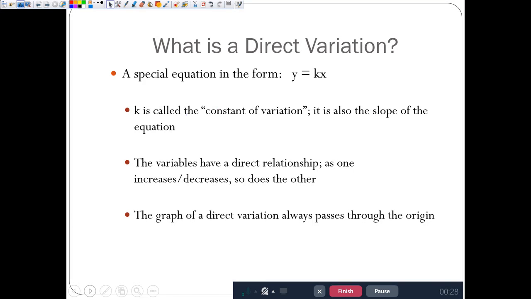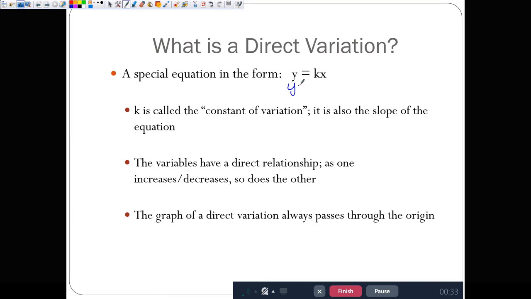It is also the slope of the equation. So this looks very similar to y equals mx plus b, except we don't have a b, because the graph of a direct variation always passes through the origin, so our b would be 0. And the reason why it's not an m and it's a k instead is because it's a constant of variation, okay?